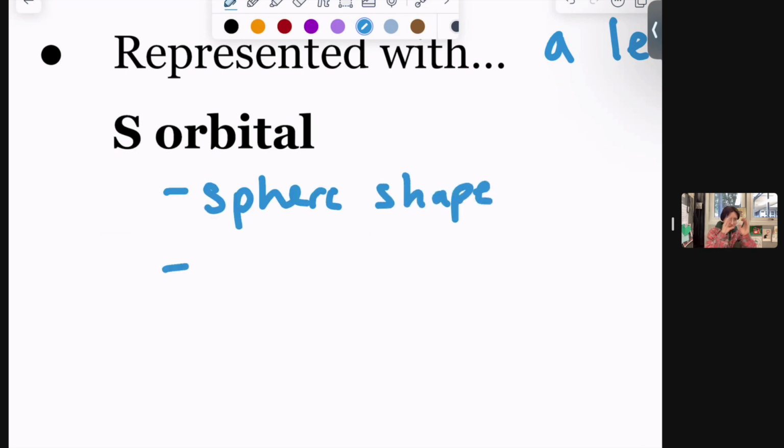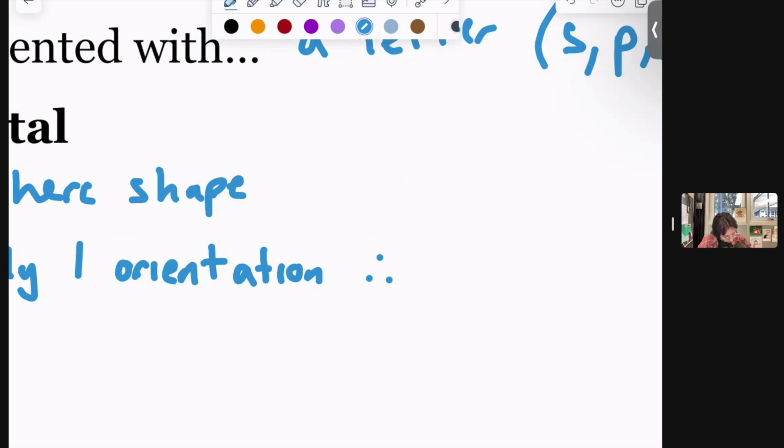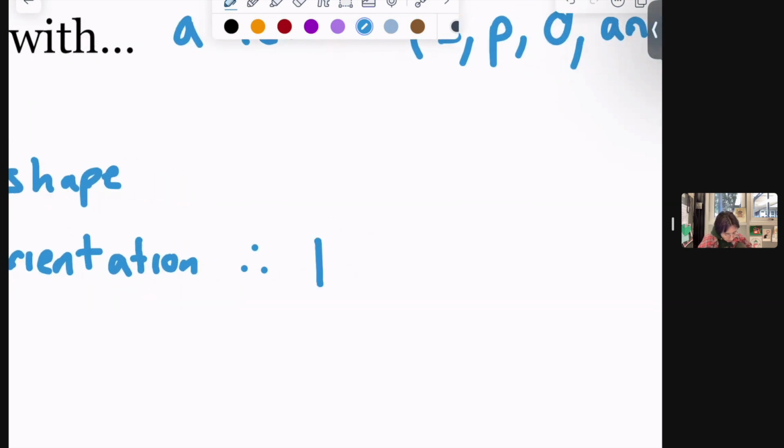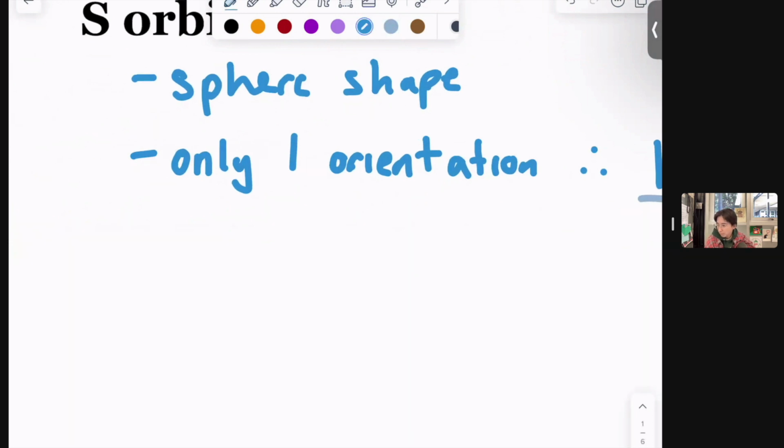And because it's a sphere, a ball, there's only one orientation. You can rotate a ball, but it still looks the same. So there's only one orientation, and therefore one suborbital. The whole s orbital can hold 2 electrons.